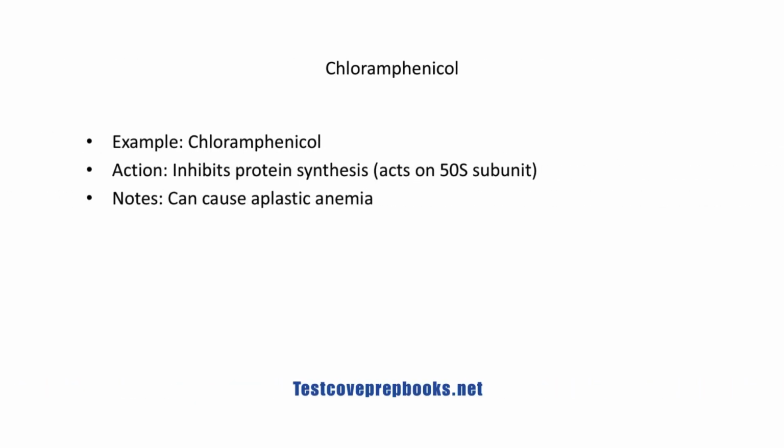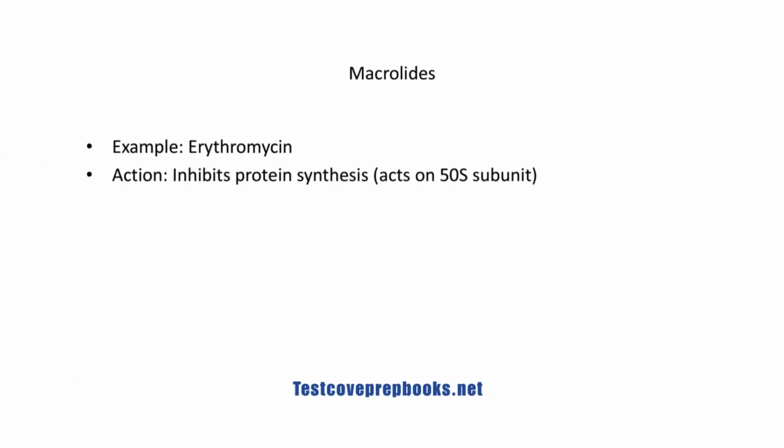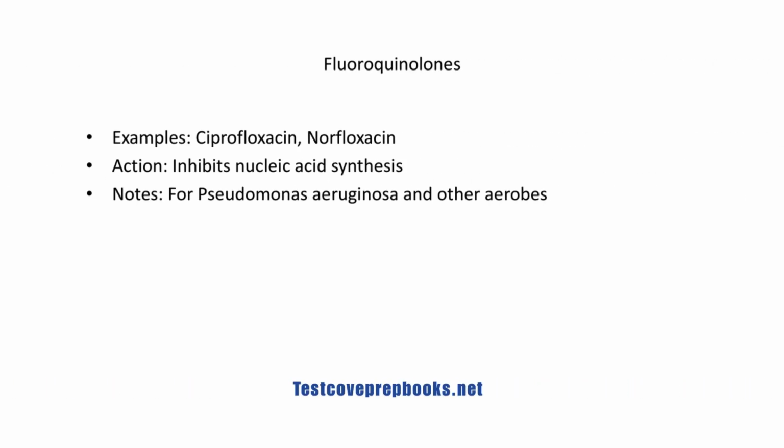Chloramphenicol acts on the 50S ribosomal subunit to inhibit protein synthesis. While effective, it is rarely used today because it may cause aplastic anemia, a serious adverse effect. Macrolides, such as erythromycin, also act on the 50S subunit to block protein synthesis. They are widely used for respiratory and soft tissue infections. Fluoroquinolones, such as ciprofloxacin and norfloxacin, inhibit nucleic acid synthesis. They are especially useful for Pseudomonas aeruginosa and other aerobic pathogens.